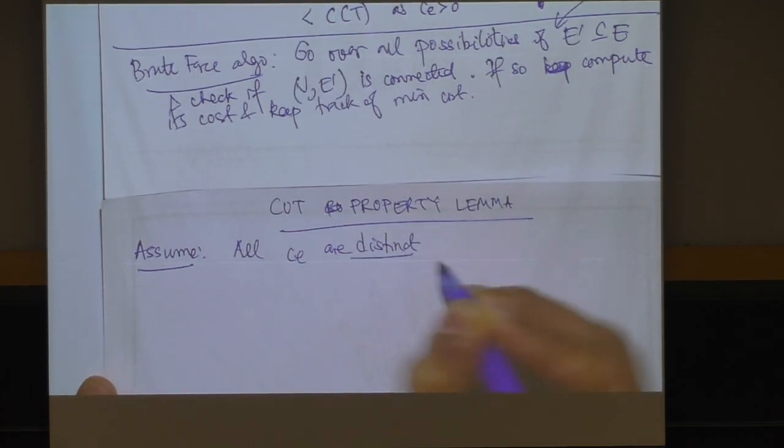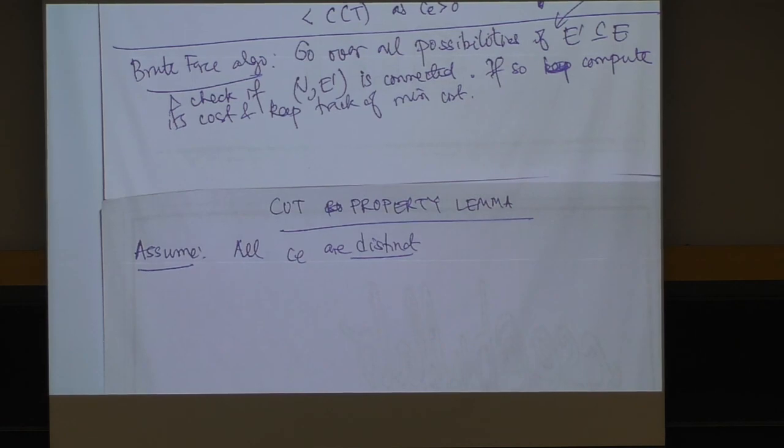Okay? So note that this is in some sense stronger than assuming that they are all strictly positive. I'm saying they are all different values. Okay, so all the m edge costs are different numbers. Under this assumption, we can prove the following.